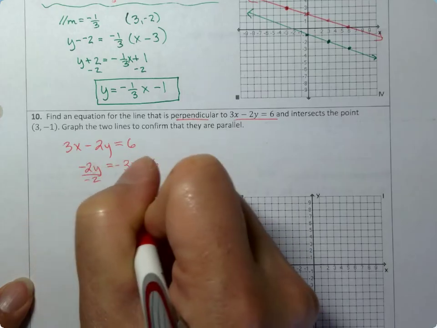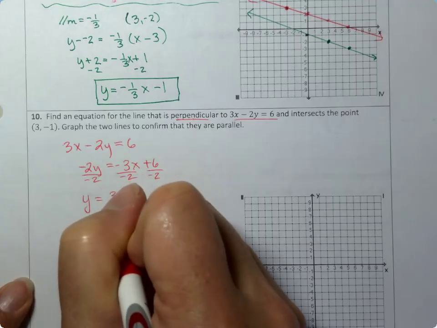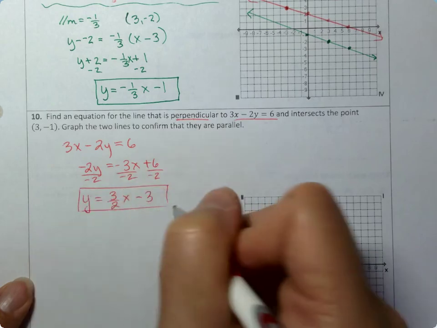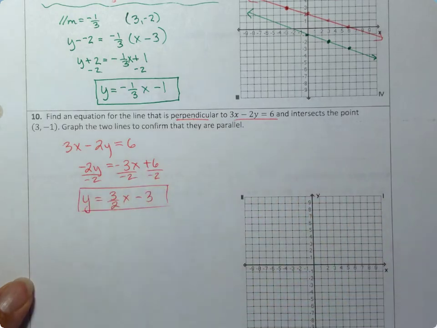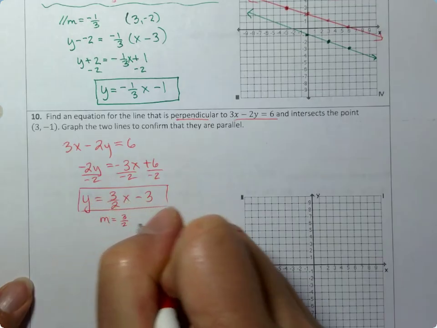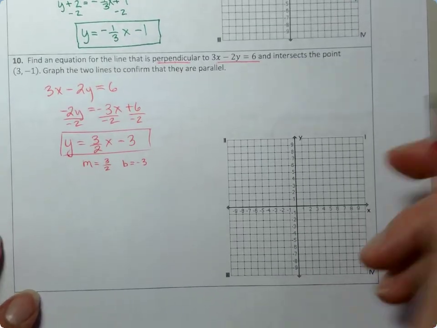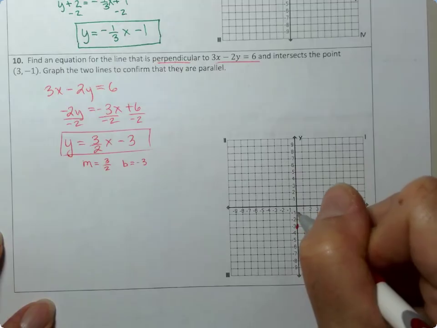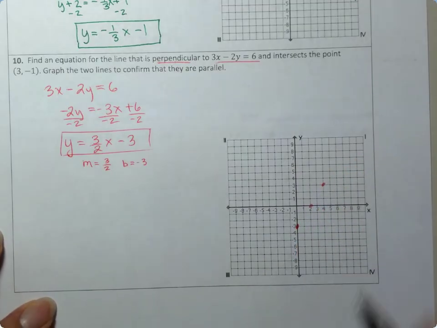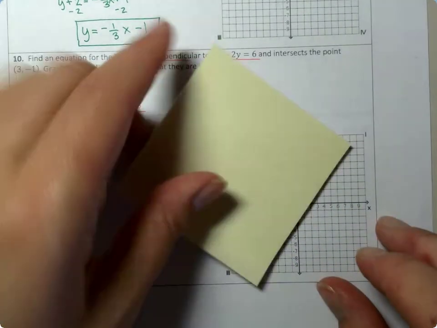Divide everything and then clean up all the signs and any fractions. That's the equation I got. My slope is positive 3/2. My y-intercept is negative 3. So that's what my graph's going to look like. Rise 3, positive 2 to the right. Rise 3, run 2. You can always reverse it to go negative and a negative, and then sketch in your line.